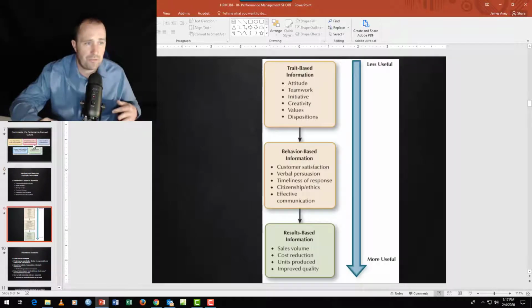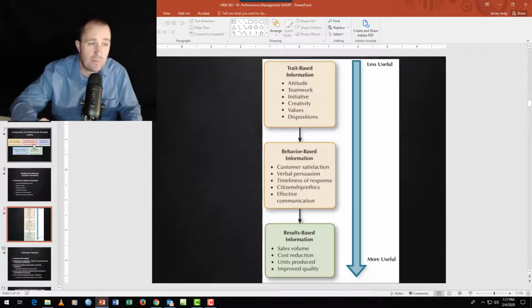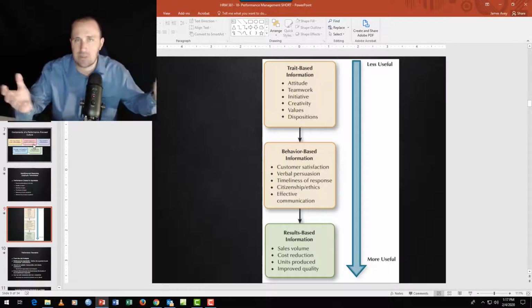Let's talk about the nature of feedback. I referenced this early on. There are three types of feedback. So when you sit down with someone in a performance evaluation exercise, you always want to sandwich it, right?